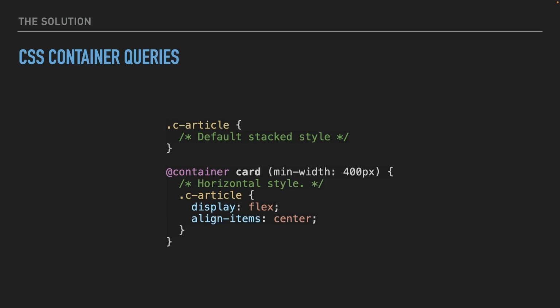And that's how, if we return back to the C article class, our final solution will look here. We put default styles as the vertical ones, and then we create a container query for a specific parent, let's say. If we want, of course, we can remove this if we want to apply to every container, but if we want a specific one, we put here the name, and then just specify the styles.